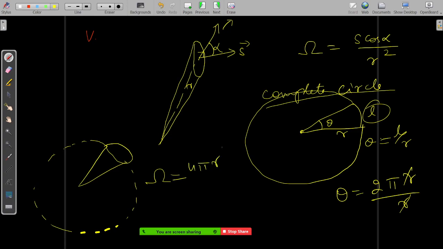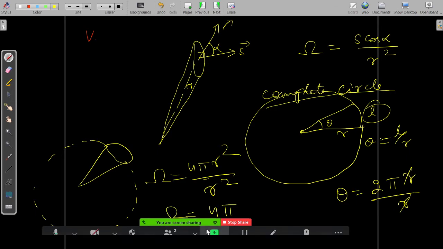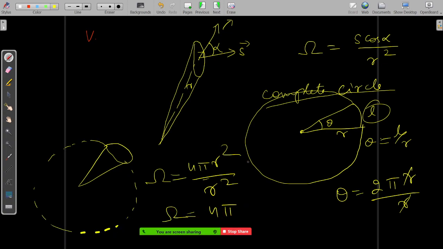Its total surface area is 4 pi r square divided by r square. Let's say it is a sphere. So the total solid angle will be made as 4 pi. So in a closed loop, the normal angle is what? 2 pi.